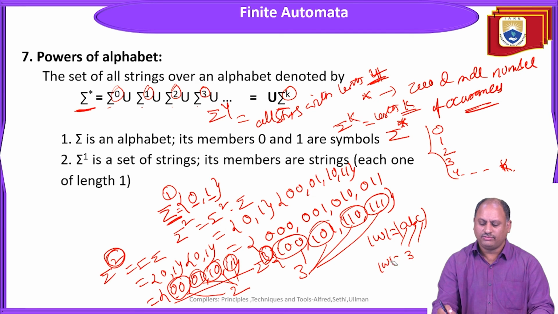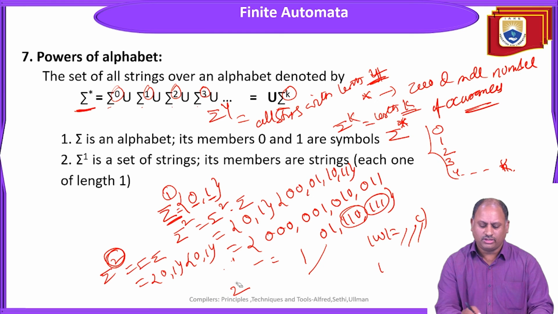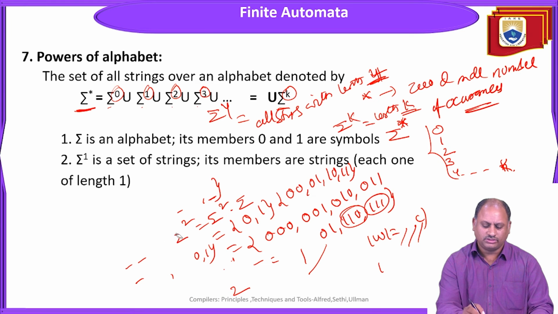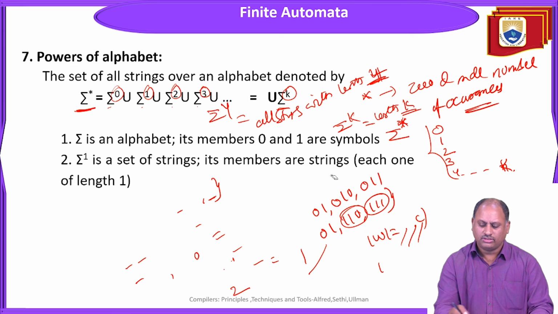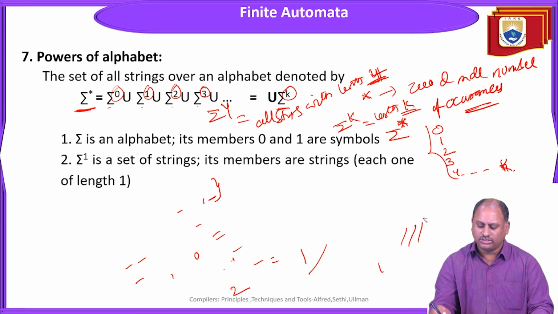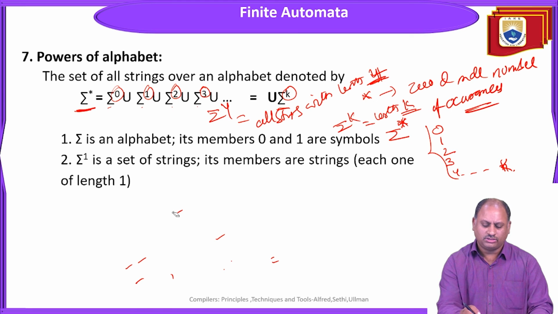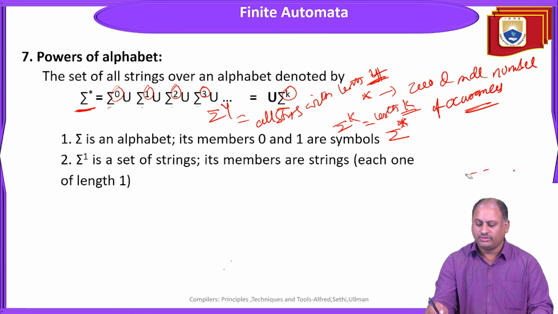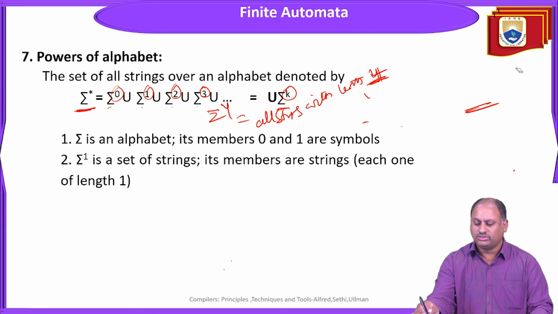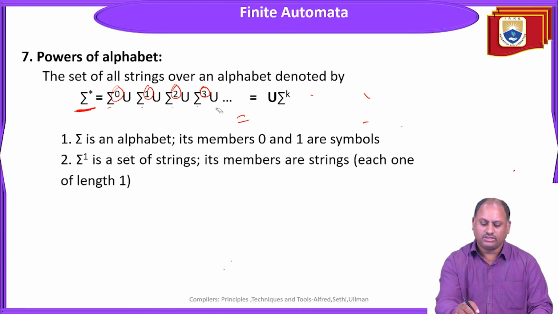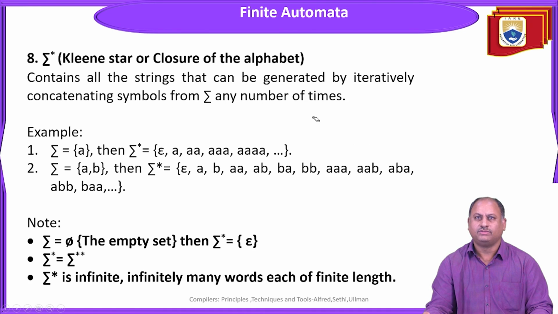In that way, we are going to define the power of alphabet also, which defines the length of strings that are to be allowed. So all strings of length 2 are sigma power 2, all strings of length 3 are sigma power 3, all strings of length 4 are sigma power 4, and so on up to strings of length k, where k denotes an integer value: 0, 1, 2, 3, 4. If the length is k, then that many strings are to be allowed in that particular language. So one can decide based on that.